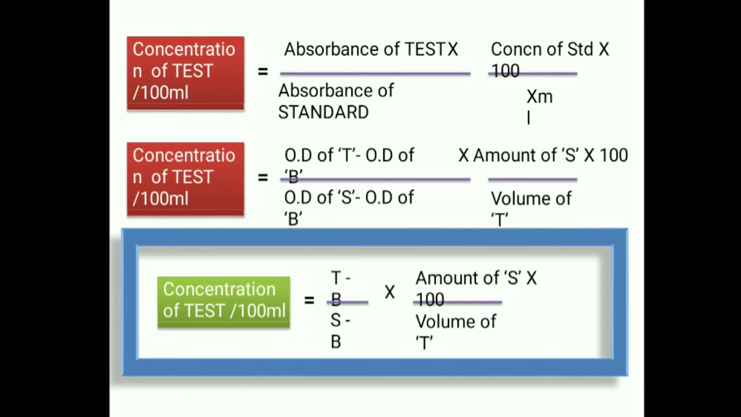Concentration of the test per 100 ml is equal to OD, that is absorbance of test, minus OD of B. B here is the blank solution. OD of T upon the OD of S minus the OD of the B, like blank solution, into the amount of S divided by the volume of the T into 100. So the concentration of the test per 100 ml is equal to T minus B upon S minus B into the amount of S into 100 divided by the volume of the T.